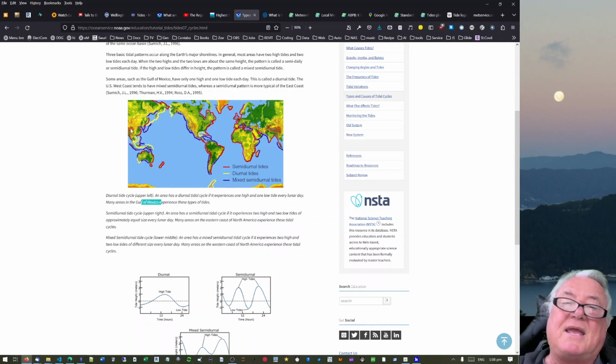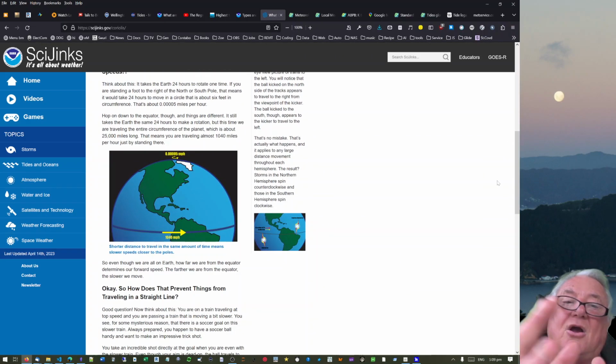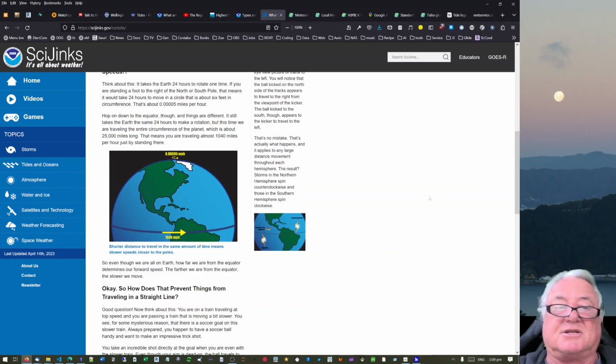But one of the things that could be influencing some of these is the next thing along, which is the Coriolis effect. So depending on where land masses are, they're sort of blocking the tides just flowing around the Earth where the water is, so that the tides are just consistent. On this one here, it takes the Earth 24 hours to rotate one time. Now if you're standing a foot away to the right of the North Pole, so that's 300 millimeters, or South Pole, that means it would take 24 hours to move in a circle that's about 6 feet, so 1.8 meters circumference.